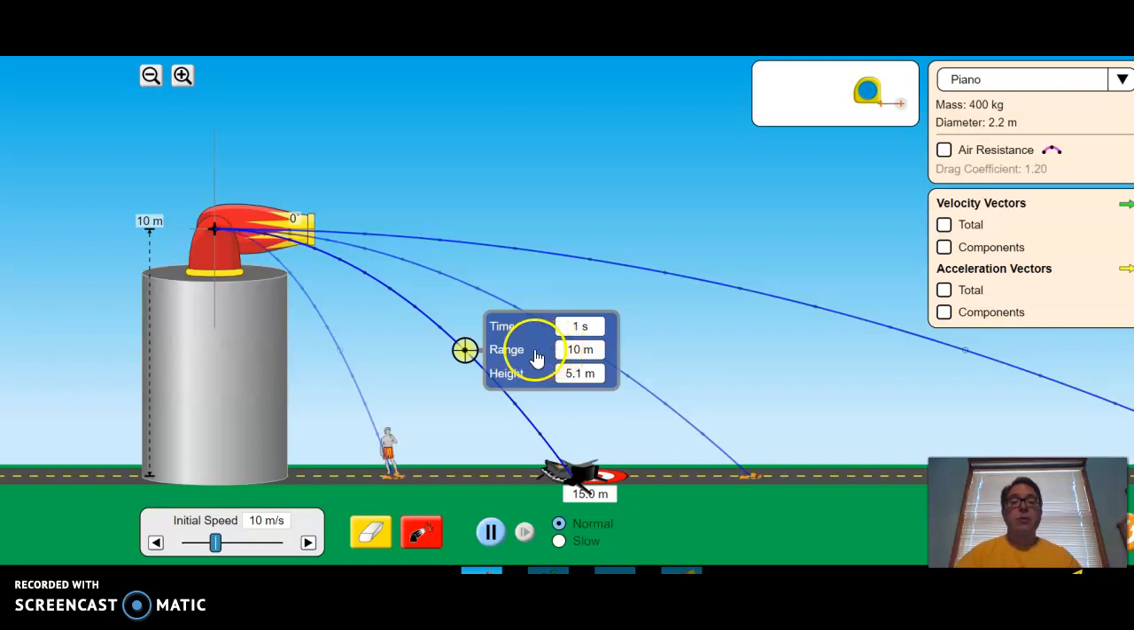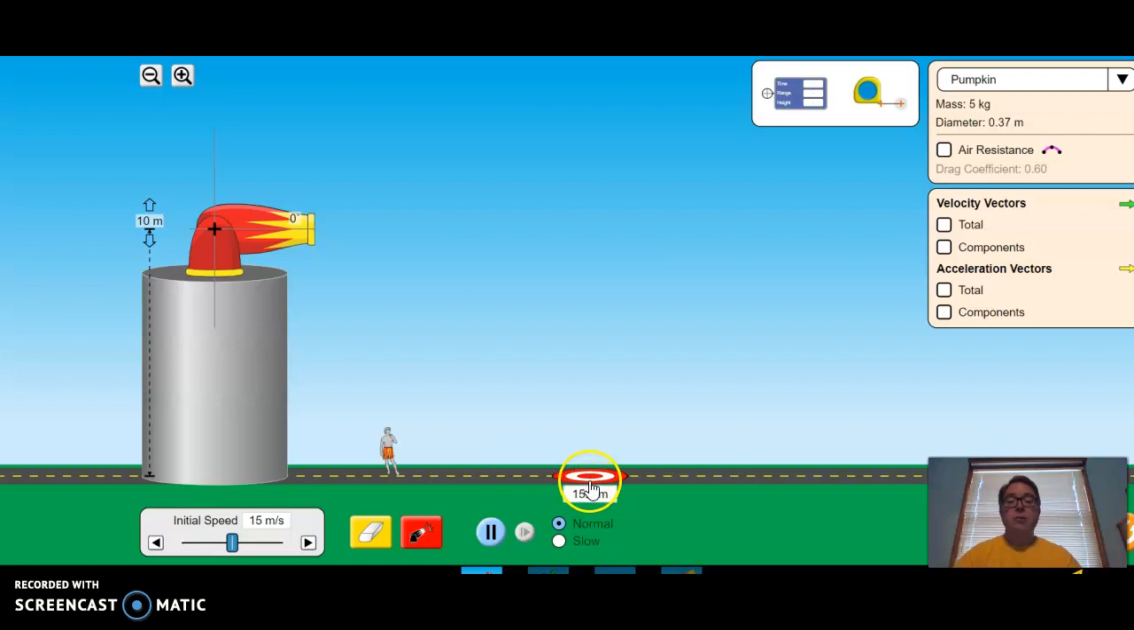Now, I'm going to put this back up here. So we talked about how gravity acts on everything the same. I'm going to reset this. Now, we're going to move the target. I'm going to move it to 25 meters. So farther away, 10 meters farther away. What do I need to do to hit the target with the pumpkin?